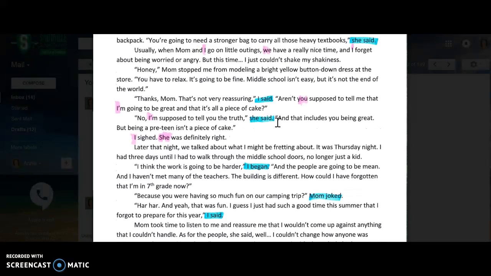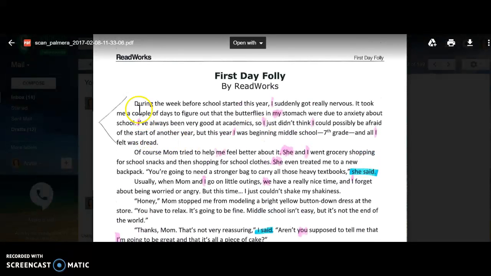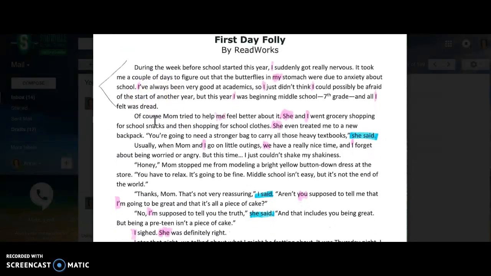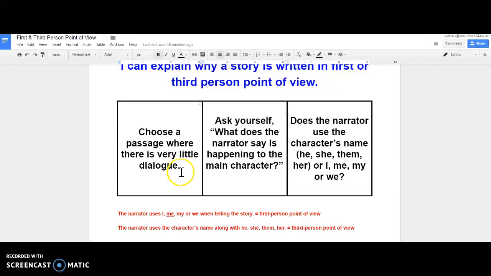So we want to choose a part of the text where there's very little dialogue so that confusion is less likely to happen. For example, this first paragraph here has no dialogue, and so that's an example that I'm going to model the strategy with. So I chose my passage, just the first paragraph of the passage I just showed you. Ask yourself, what does the narrator say is happening to the main character?